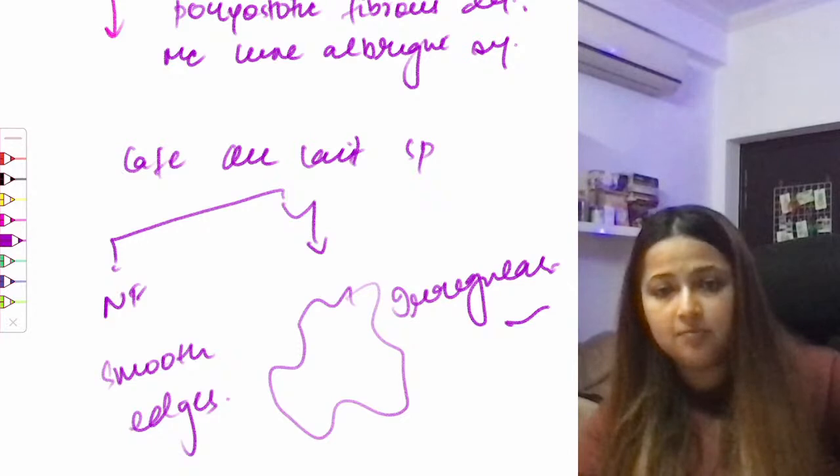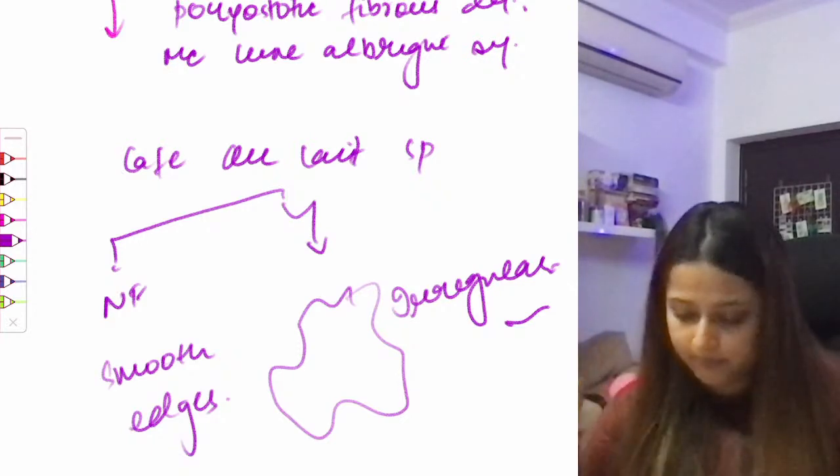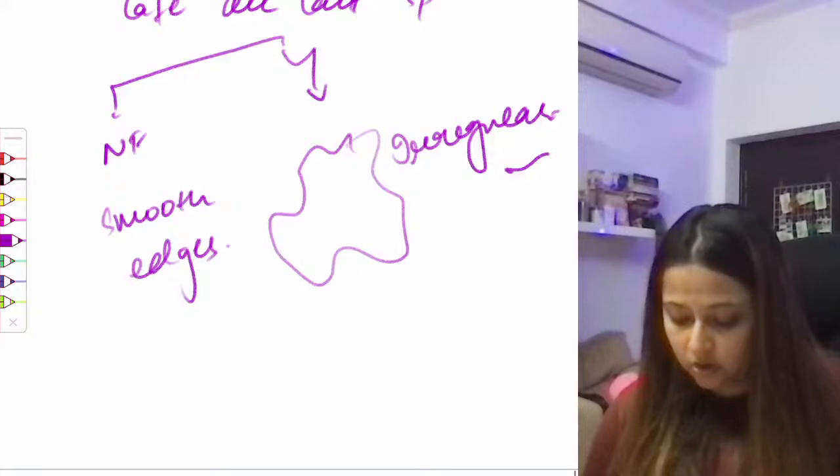And they are mostly seen on the same side as that of the fibrous dysplasia. Know about this condition. Moving on.